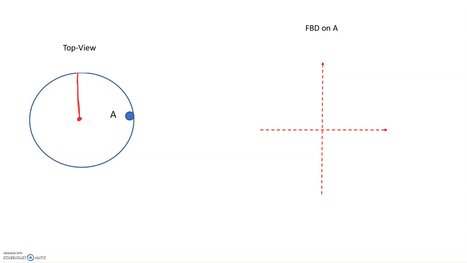We're going to choose the inward direction towards the center of this circular path to be the positive R direction. We're going to choose tangent to point A and perpendicular to this R direction as the positive T direction. So the tangential direction, and that's the direction that the velocity is in at point A.